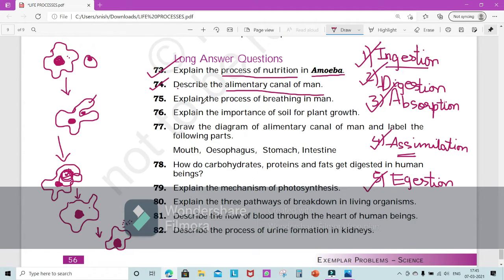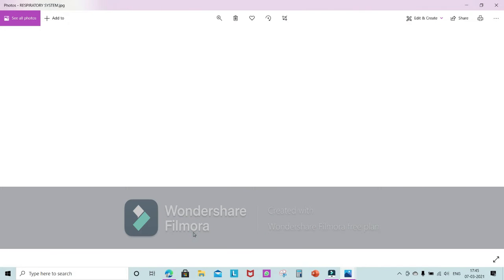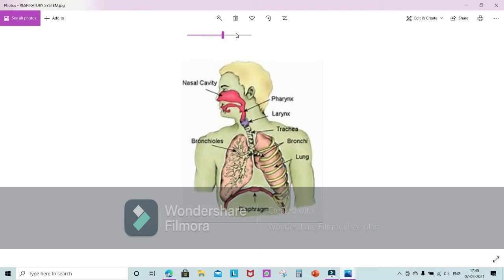Next, explain the process of breathing in man. So I have another beautiful diagram to do that. Let's do it with this one, right? So we have the picture of a man who's going to be explaining the process of breathing. I hope you know the difference between breathing and respiration, right? Breathing is just the intake of oxygen and the exhalation of carbon dioxide, while respiration is the breakdown of food at the cellular level to obtain energy out of it.